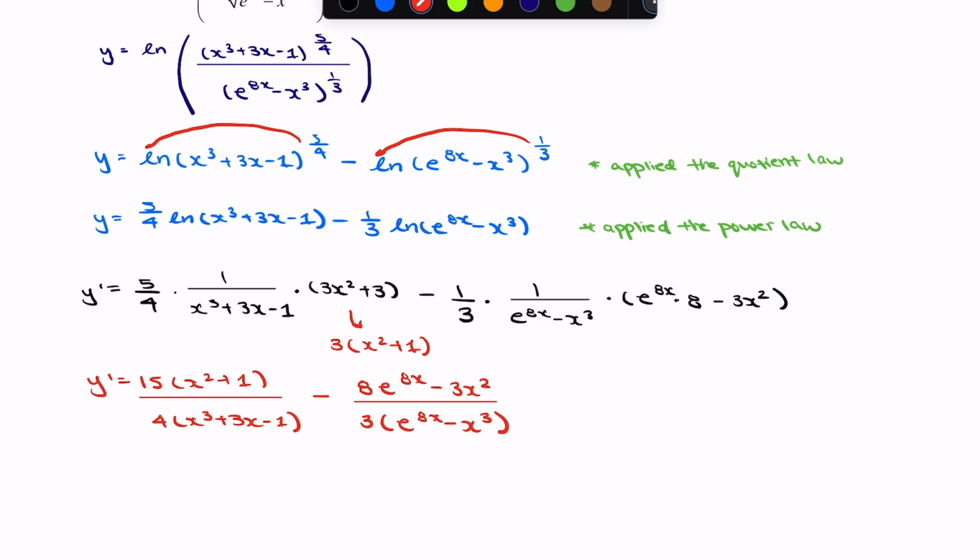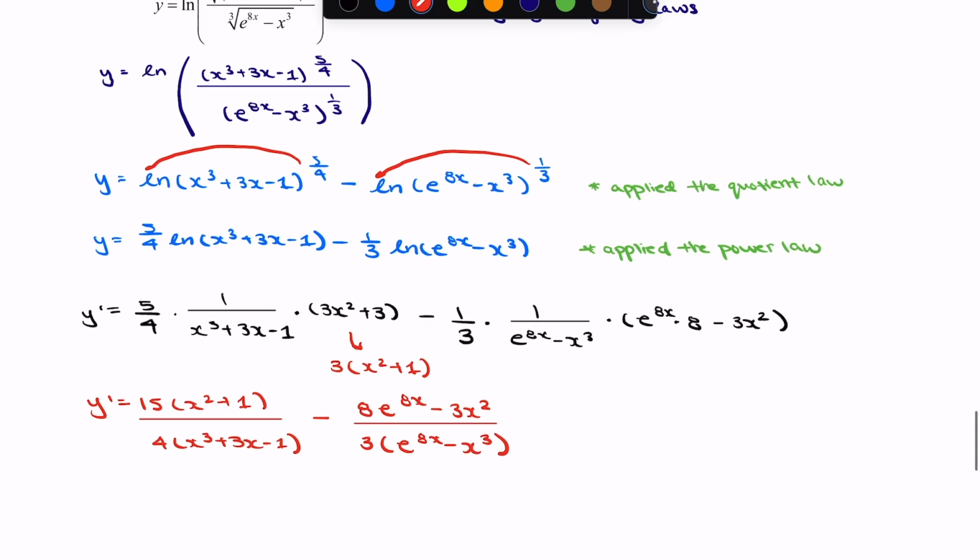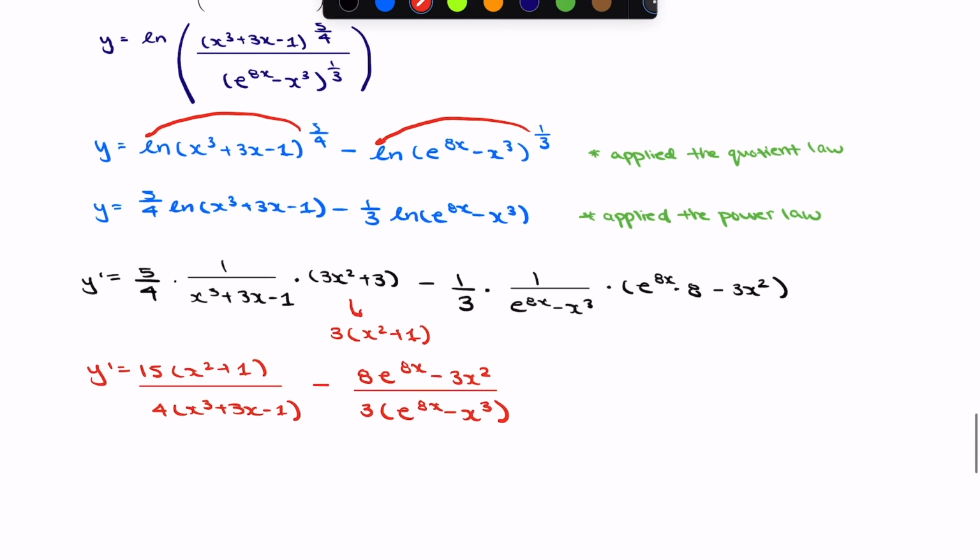So again, first thing you want to do is simplify as far as possible using the log laws, and then you can differentiate based on your understanding of the natural log rules as well as the derivatives.